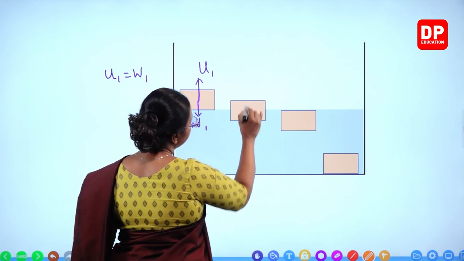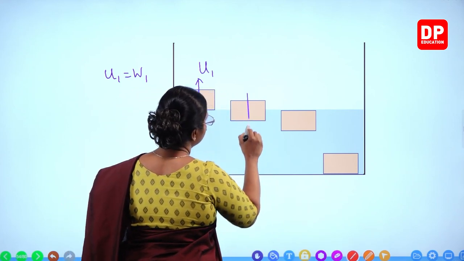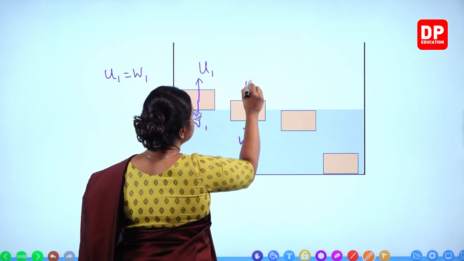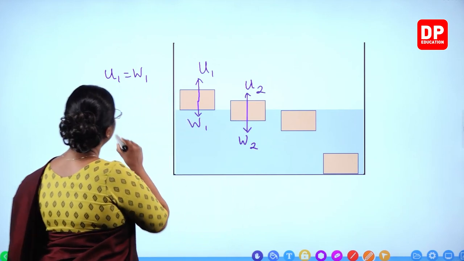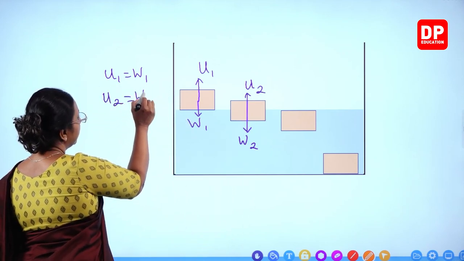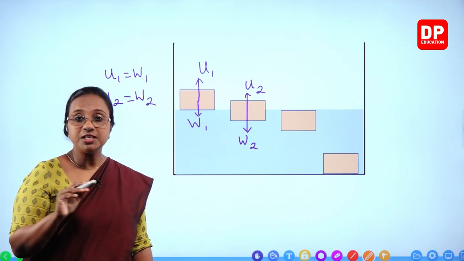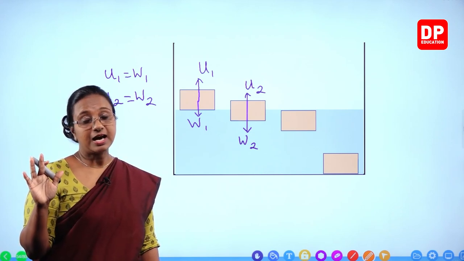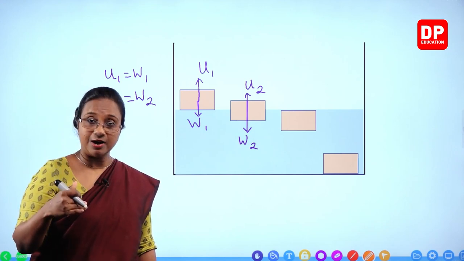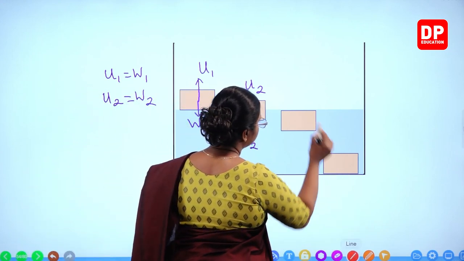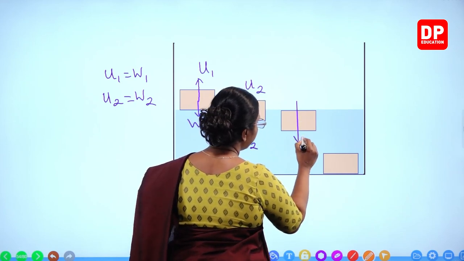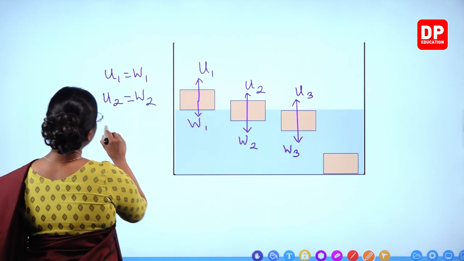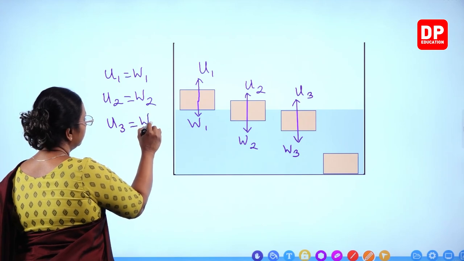The same way, if you take the second instance, here also there is weight W2 and upthrust U2. Here also upthrust is equal to weight, then only it can float. When the object is floating, that means the weight is equal to upthrust. Is that clear? Otherwise, it will either move up or move down. In the third instance also, you can see the weight is down, upthrust is up, right? So there also upthrust is equal to weight.